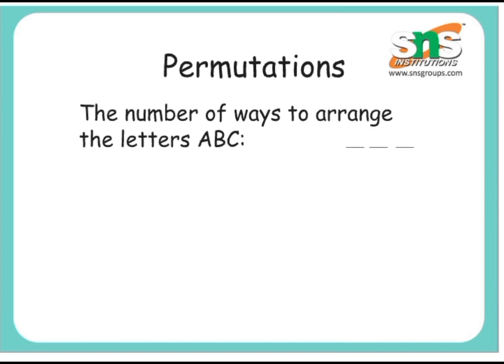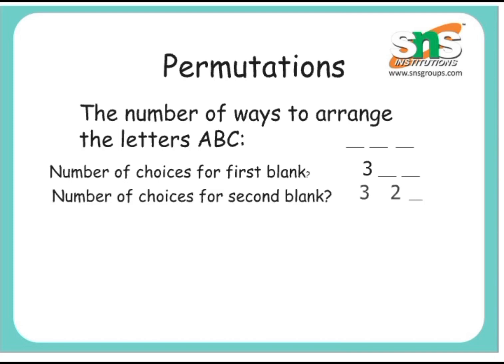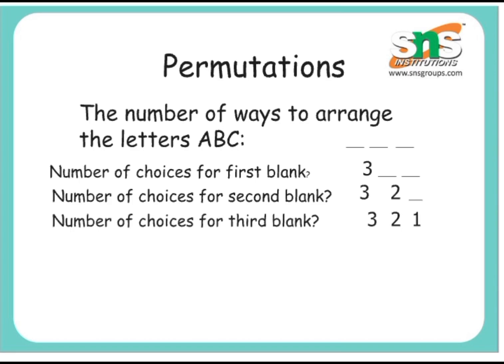So here, the number of ways to arrange the letters A, B, C. Number of choices for the first blank: we can have 3, then 2 for the second blank, and for the third blank, we have only one option. So this number goes in factorial notation.